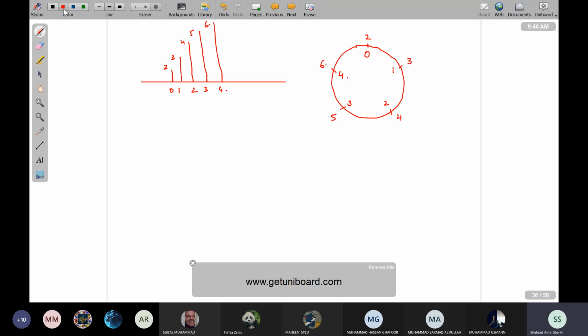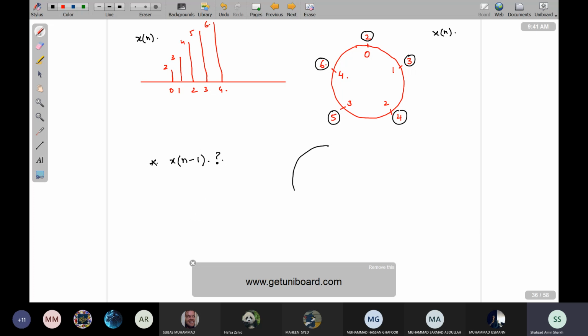So what I have here is 2 3 4 5 and 6. These are my sample values, and 0 1 2 3 4 are my indices. So that's my x of n, a finite length sequence, and here also I say this is my x of n, circularly represented. Now I'm interested in doing x of n minus 1.